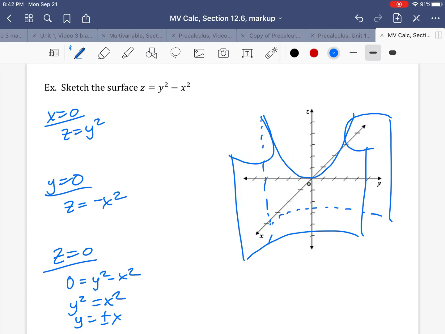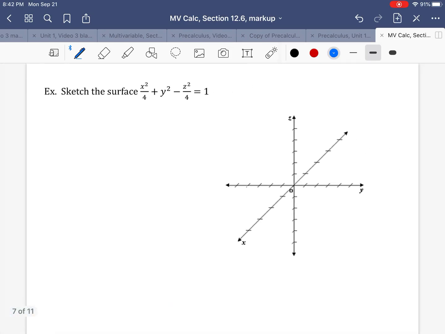Okay? All right. So again, the saddle. And so that's going to be like our nickname for it. It's a hyperbolic paraboloid, because it's kind of like you have a hyperbola and a parabola mushed together. All right. So this guy.